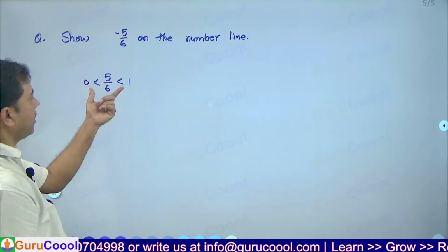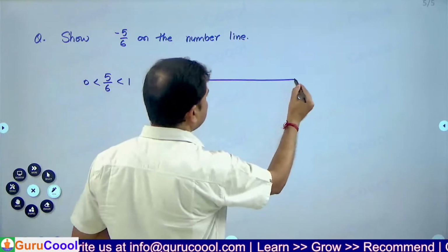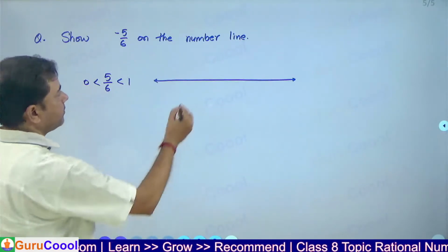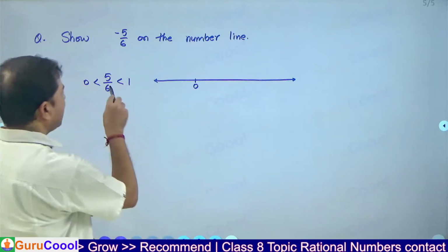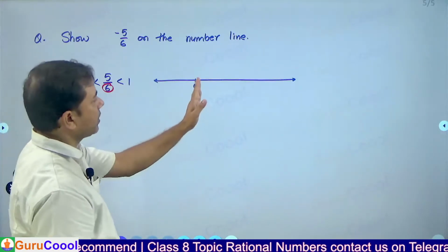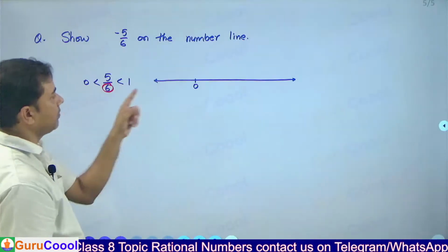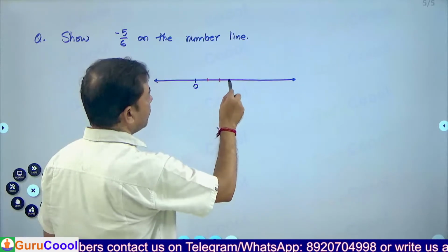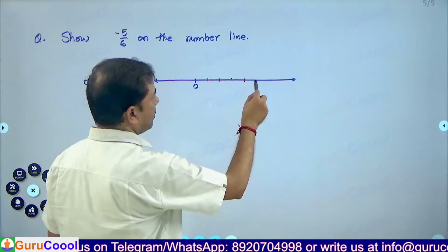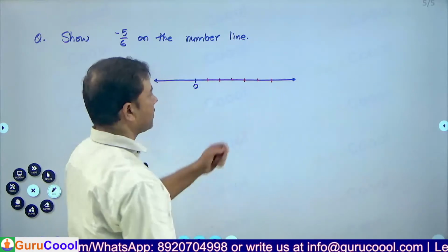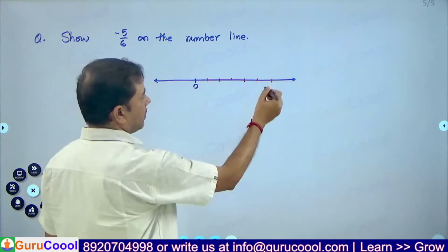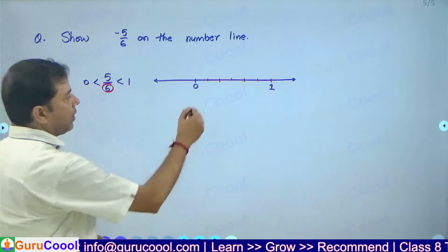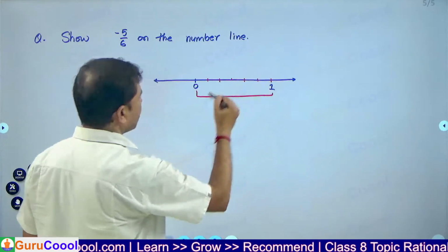If it is between 0 and 1, the idea is like this. We have to take 0 first, the smaller one, and since the denominator is 6, we have to take 6 equal parts and the sixth point will be the next number 1. 1, 2, 3, 4, 5, 6. The sixth point is the next integer 1. So total how many parts we made here between 0 and 1? 6 parts.